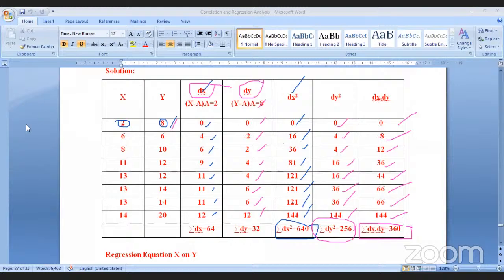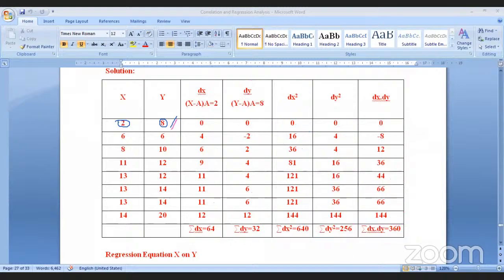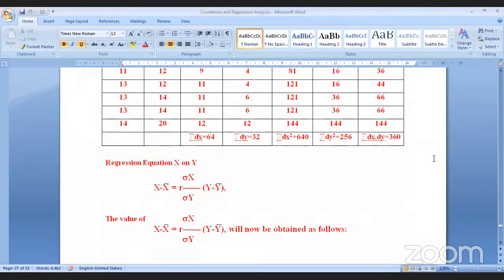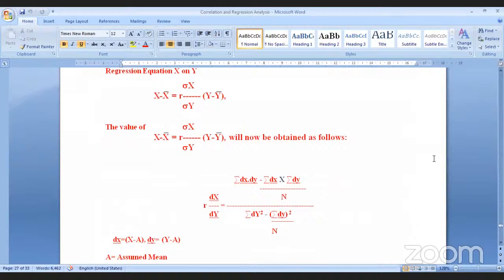Okay, after getting all these values, what is our formula? Just remember the formula and substitute the values into the formula. So this is the formula, regression equation x on y: x minus x bar is equal to r into standard deviation x by standard deviation y, into y minus y bar. This will now be obtained as follows.